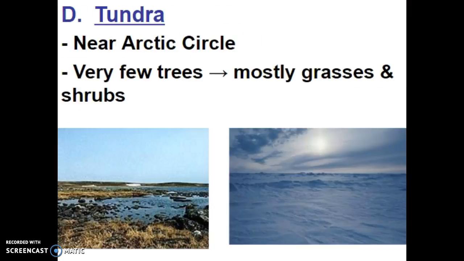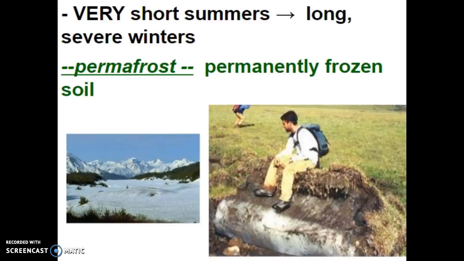The tundra is another type of grassland. This is a very frozen type of grassland. It's near the Arctic Circle. There's very few trees. We have mostly a lot of stubby little shrubs and short-leaved grasses. The summers in the tundra are very, very short, perhaps a little over a month or so. There are very long, severe winters.